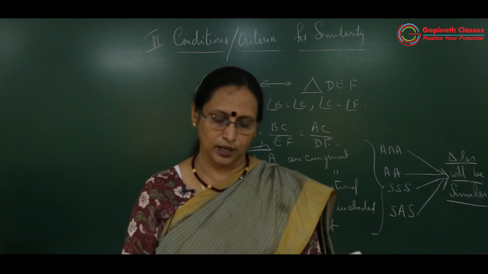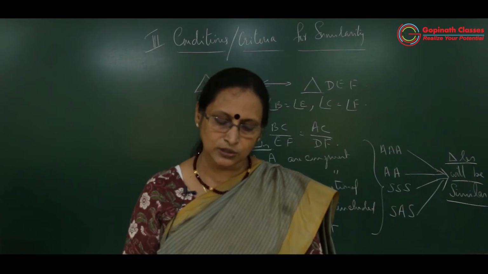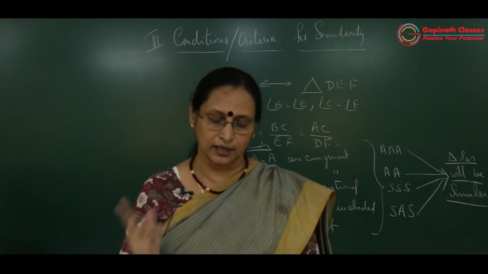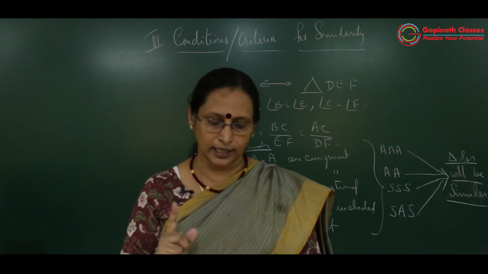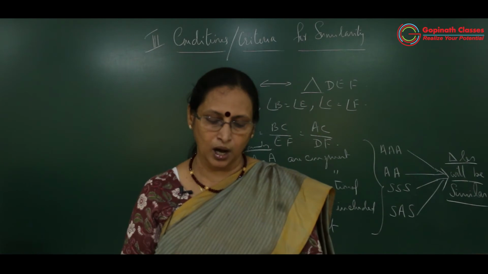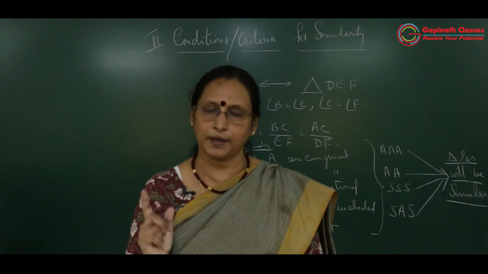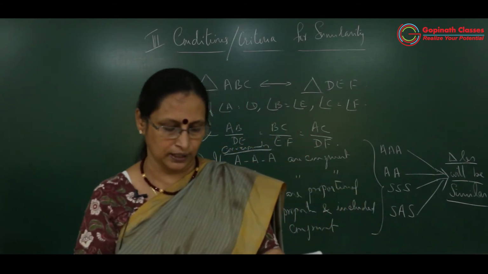ABC and PQR. You can see AB has become twice QR, BC has become twice PR, AC has become twice PQ. That means all 3 sides are proportional: 1 by 2, 1 by 2, 1 by 2. Not in this order. ABC will be similar to QRP. So in that order, it is similar. Come to the third one.